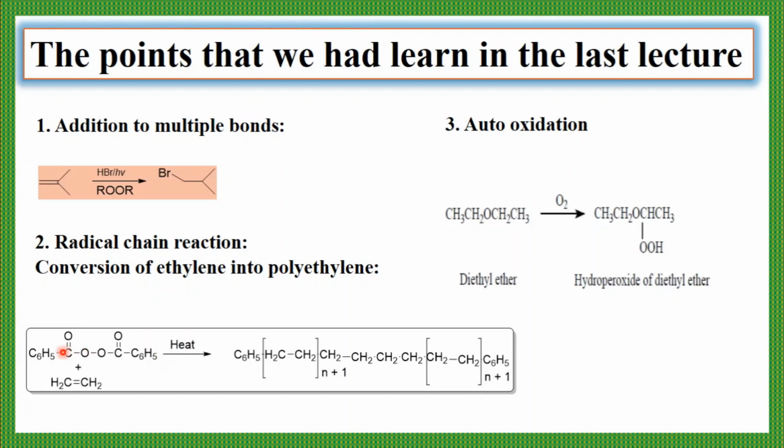So in the first step, what happens? This benzoyl peroxide, this is the structure of benzoyl peroxide, on heating undergoes homolysis of this weak peroxide bond, and it generates benzoyloxy free radical, which on decomposition gives phenyl free radical. Then that phenyl free radical adds to your ethylene molecule, producing another free radical, the radical on that ethylene. This is about first step.